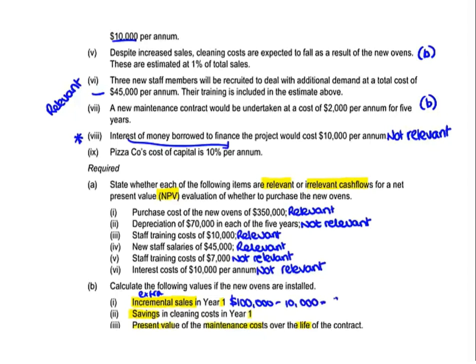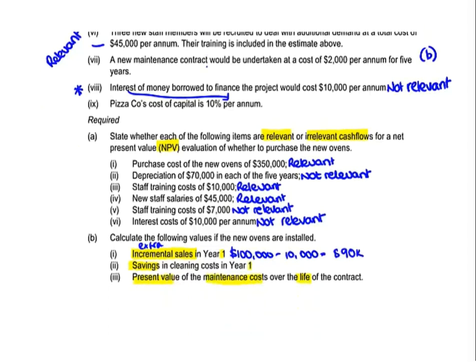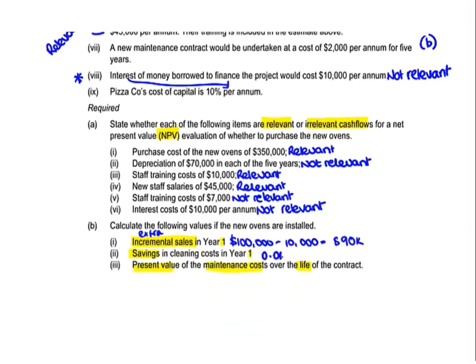So with the incremental, we're looking at the extra sales, which in this case are $90,000. Part 2 then asks us for the savings in cleaning costs. The savings in cleaning costs are expected to fall as a result of the new ovens, and these are estimated to be 1% of total sales. So we're looking at 1% of the total sales of $600,000, so we're looking at savings of $6,000.